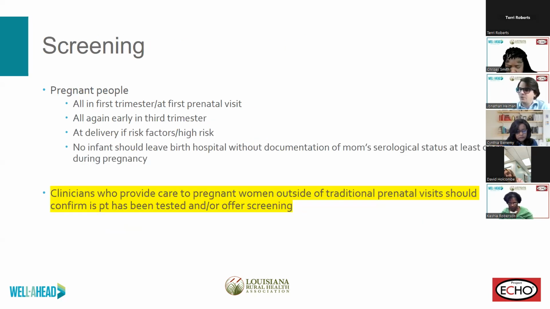Okay, so let's very quickly talk about screening. I know this isn't probably germane to most of the people on this call, but just to keep in mind. For pregnant people, all pregnant women should be screened for syphilis, either at the first prenatal visit or during the first trimester, again early in the third trimester, and then if they have certain risk factors, at the time of delivery. What's more is that no infant should leave the birth hospital without having documented serological evidence of mom's syphilis status at least once during the pregnancy.